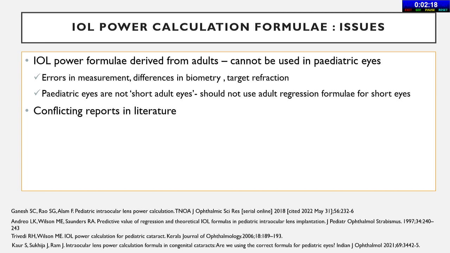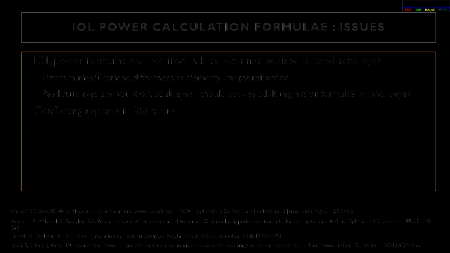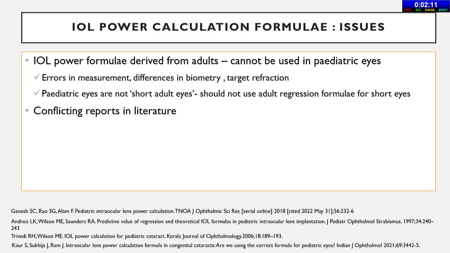There is slight evidence to suggest that theoretical formulae are not as accurate compared to regression. The unpredictable outcomes are pretty much equal with all the formulae: SRK, SRK2, Holladay, Hoffer-Q, SRK-T. So it's finally a surgeon preference, and you need to see on a case-to-case basis. Sometimes multiple calculations with all the formulae need to be done, and a target value needs to be taken. The variability is more in younger children under 2 years of age who have shorter eyes and steeper corneas.